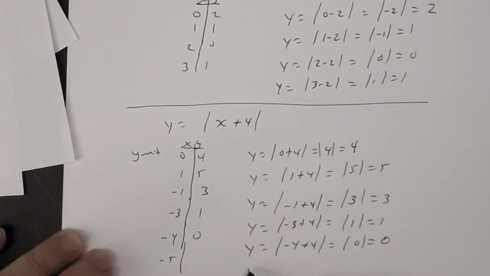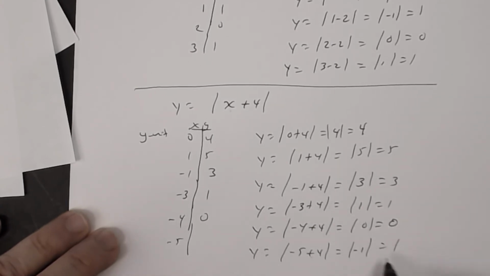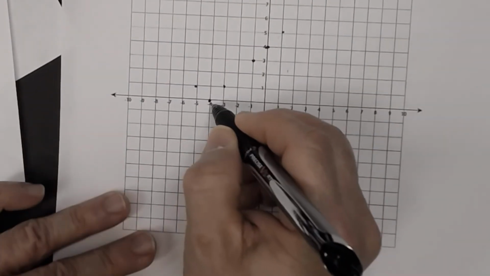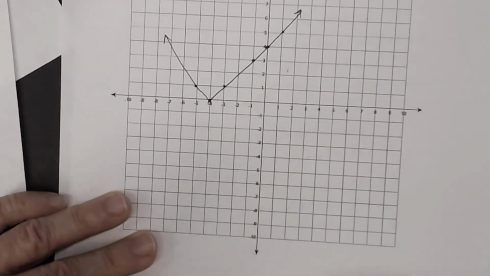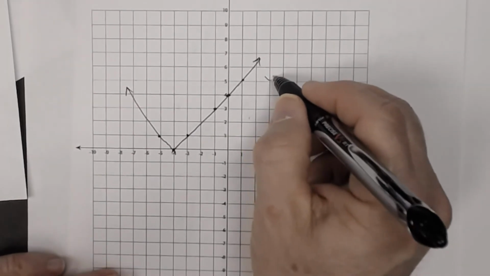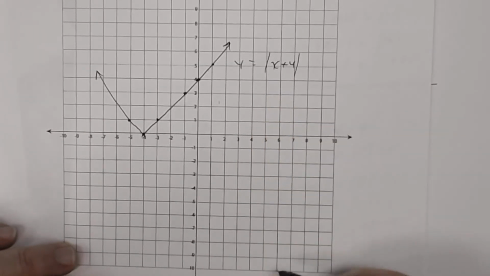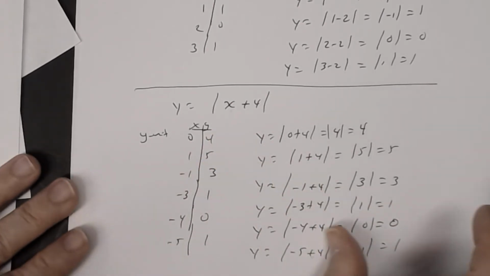When x is negative 5, I get y equals the absolute value of negative 5 plus 4. Negative 5 plus 4 is negative 1. The absolute value of negative 1 is a positive 1. And you see what happens? Negative 5, 1. And there you go. There's your graph. Okay? So that is y equals the absolute value of x plus 4. Okay? All right, let's do one more. Let's do the absolute value of x minus 4. Let's do that one.